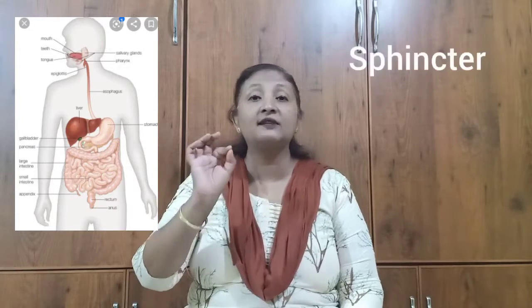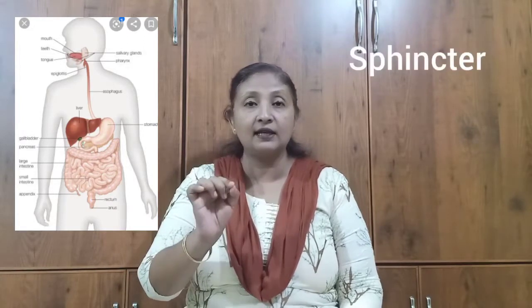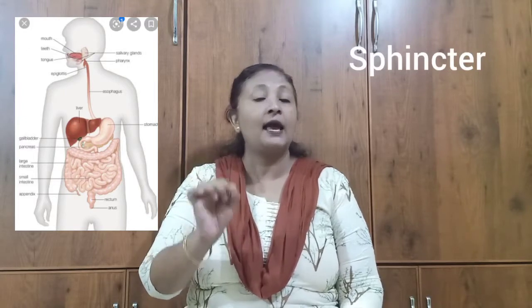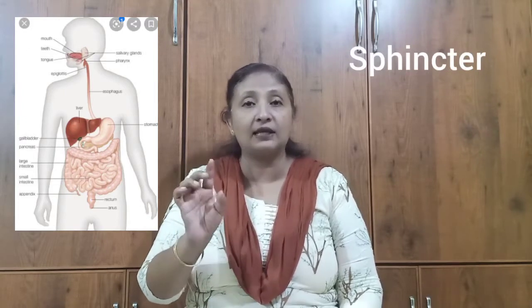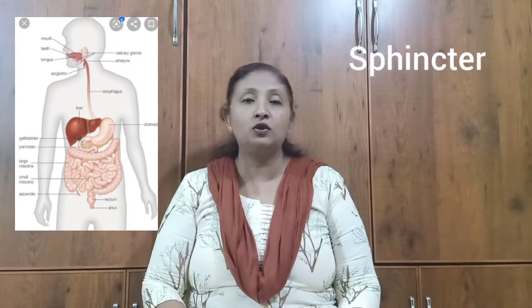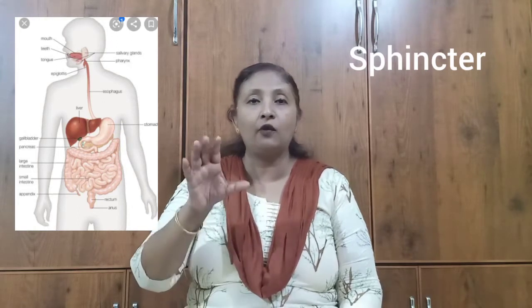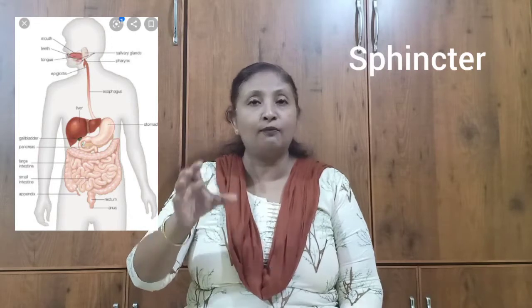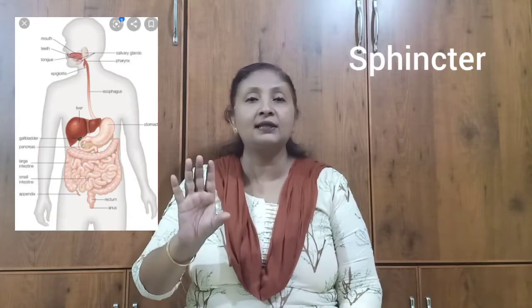Food reaches the stomach. Now, at the junction of the stomach and the esophagus is present a sphincter. Let us discuss what is a sphincter. A sphincter is a circular muscle that opens only to one side. So when food reaches that point, the sphincter opens and food enters the stomach. Stomach is a J-shaped, highly muscular bag-like structure.